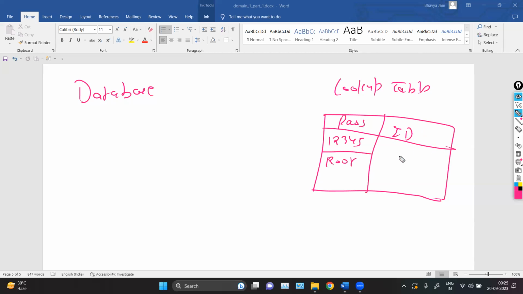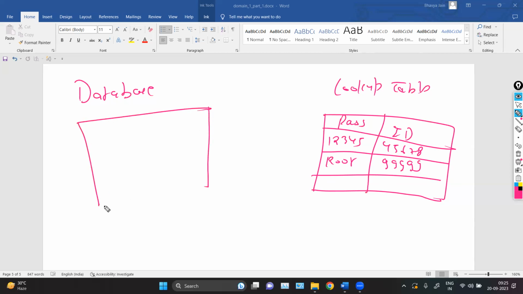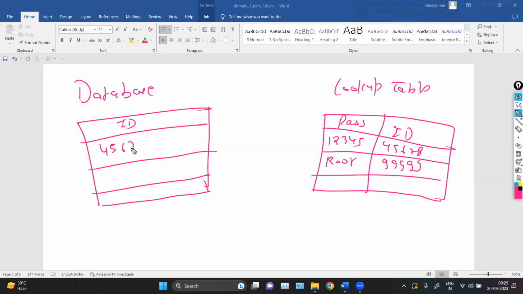For example, we can say any ID. Let's say the ID is 45678, or let's say 99999. So this is the unique ID for each password. Now in the database, instead of storing the passwords, we are storing the ID itself. For example, you have stored the IDs here, let's say 45678 and 99999.